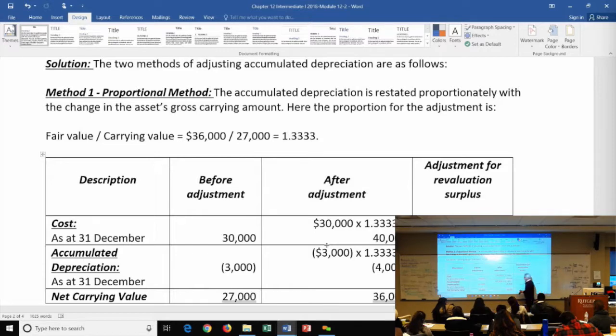On the accumulated, I'm sitting there with 3. The adjustment factor, 1.3333, brings that to 4. So the adjustment is 1,000. And actually, all you need is the first one. Once you know what the asset's supposed to be, you can plug the accumulated to get the 36.